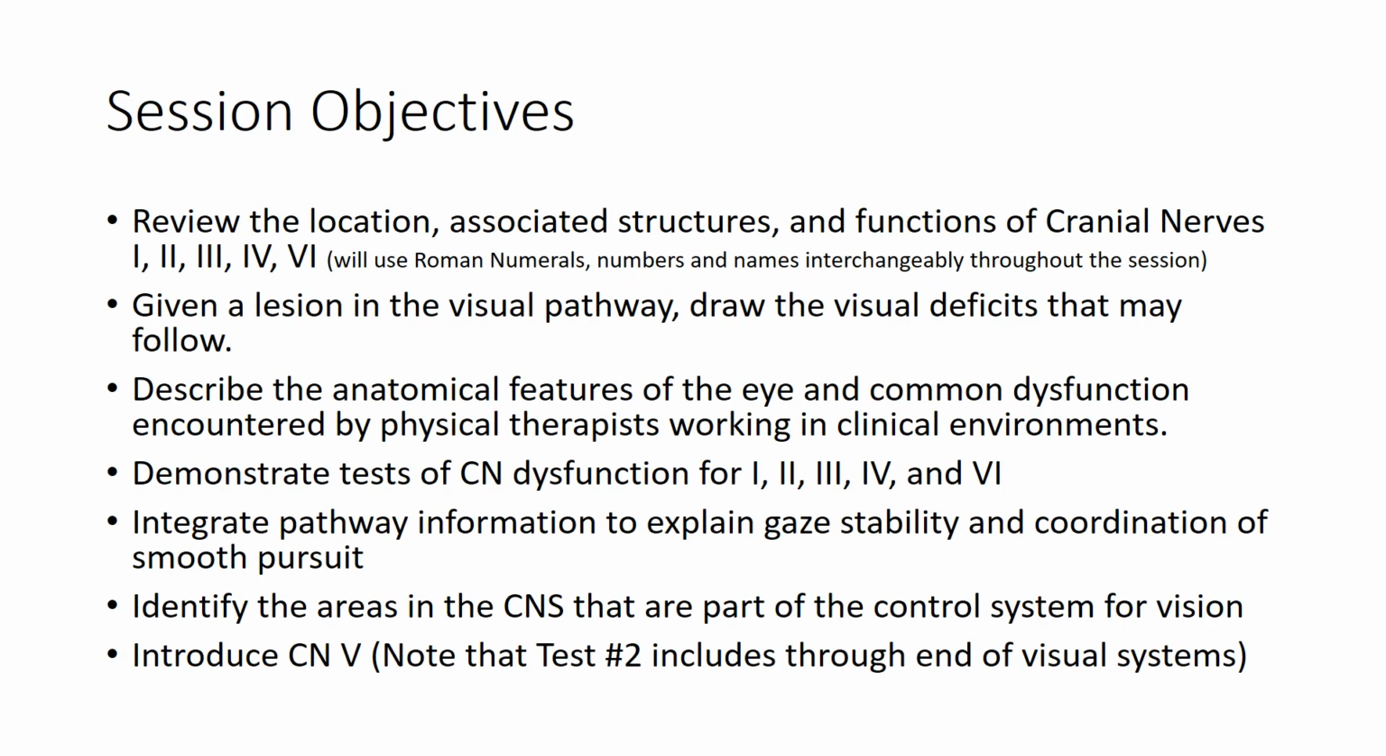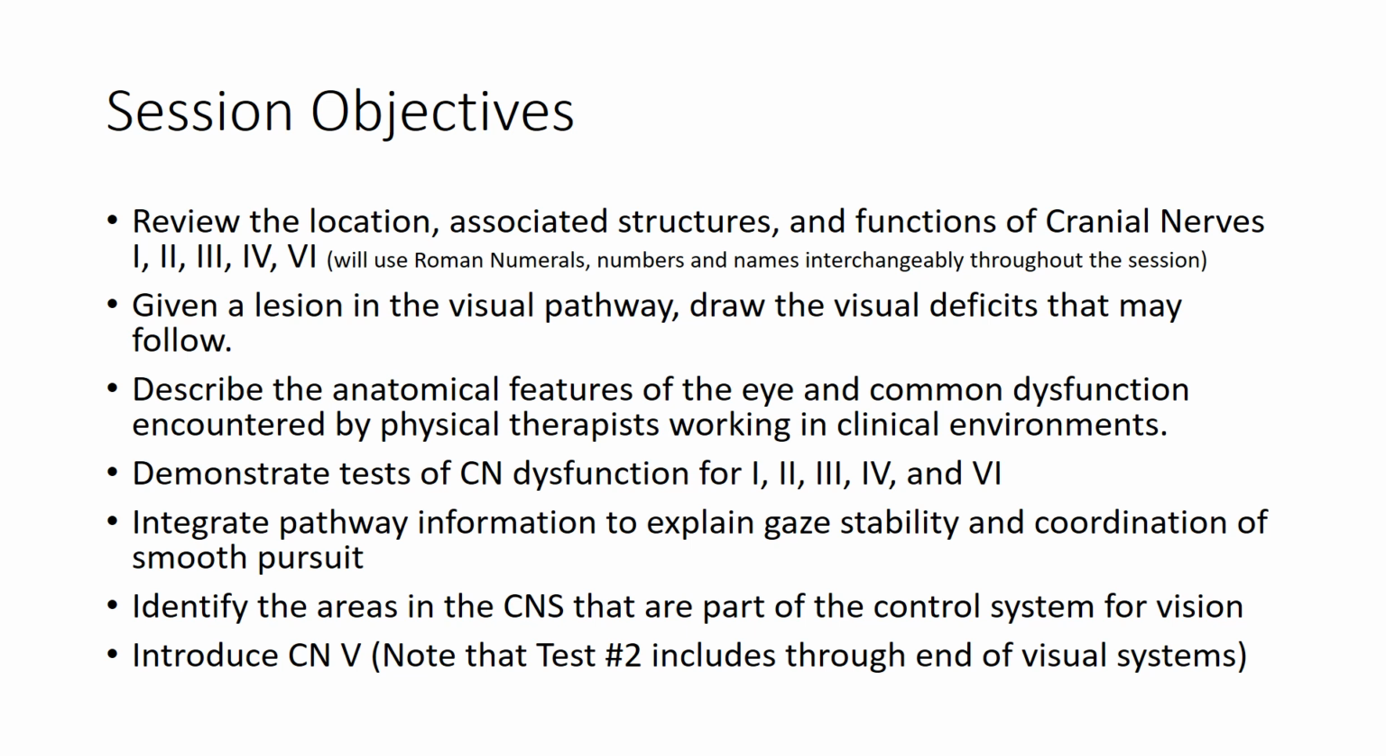So the objectives for the entire session, which will be, by the way, in two different parts, is to review the location and associated structures and functions of cranial nerves 1, 2, 3, 4, and 6. Look at what a lesion in the visual pathway will do in terms of what visual deficits may follow. And then look at some of the anatomical features of the eye and some of the common dysfunctions that PTs encounter when they're working in the clinical environments.